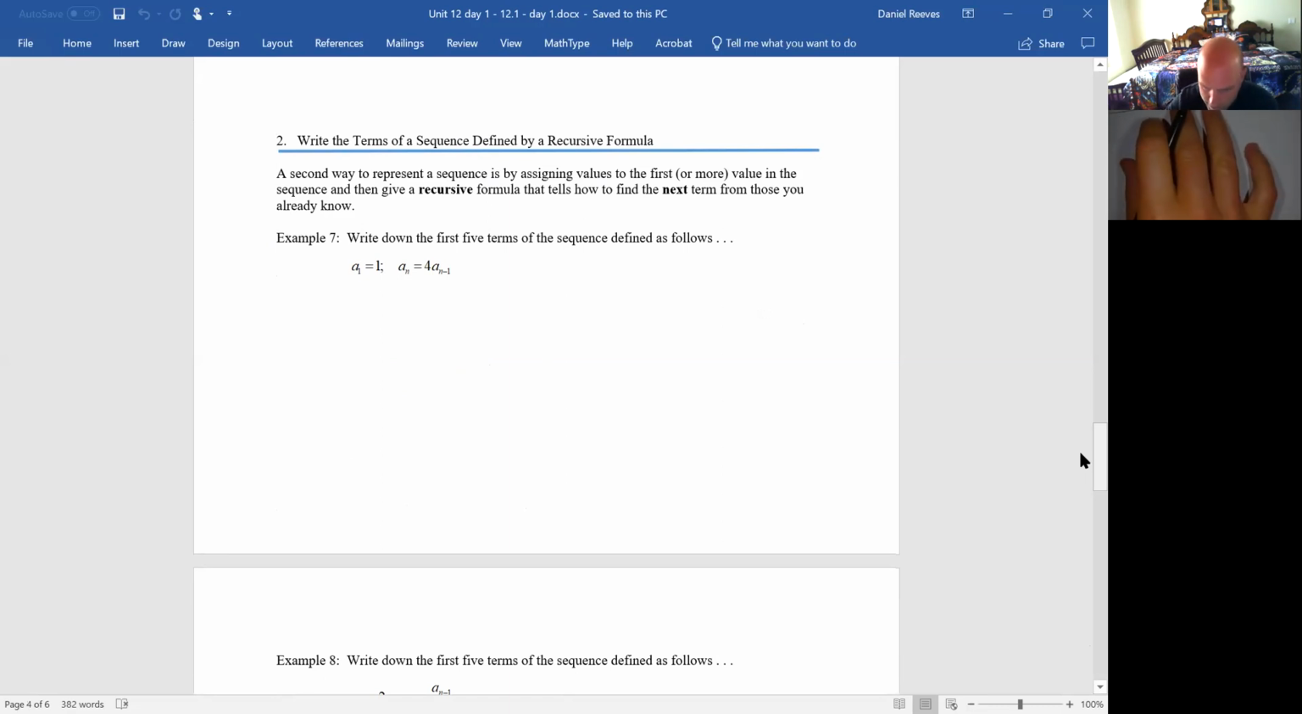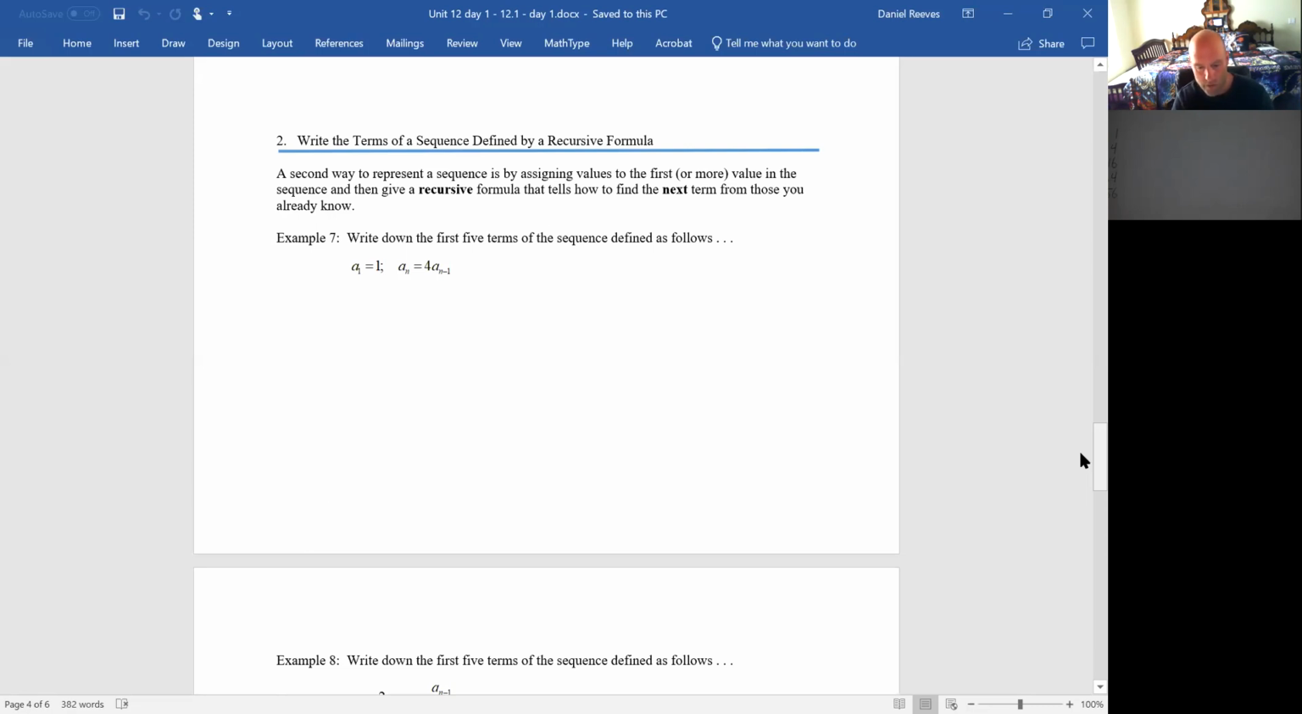So when I'm reading this, it says a sub 1 equals 1. So I'm going to put a 1 there. And it says my next one is 4 times my previous one. So I'm going to put a 4 there. 4 times the previous one would be 16. This would be 64. This would be 256. I don't know how high they wanted me to go. The first 5 terms, boom, we've got it.